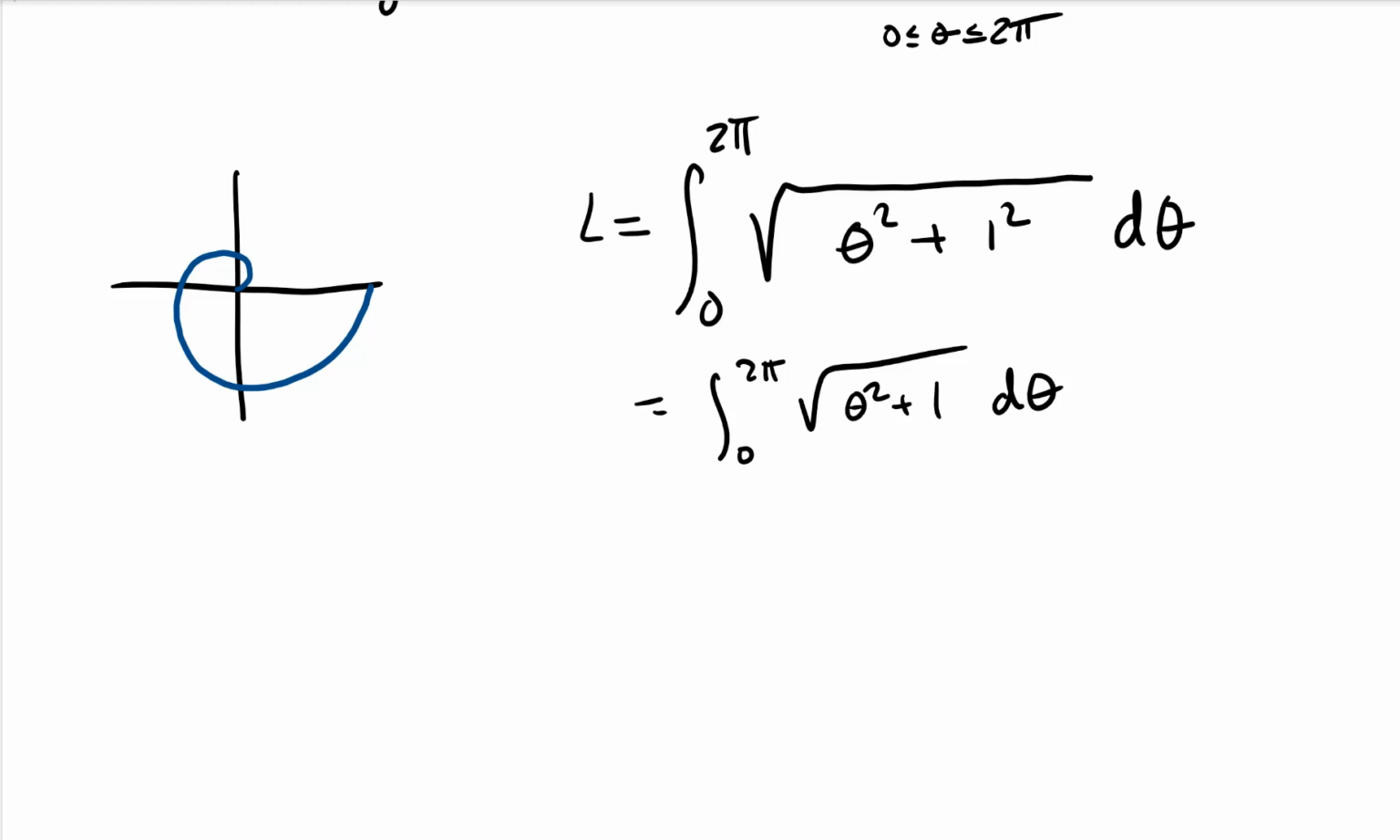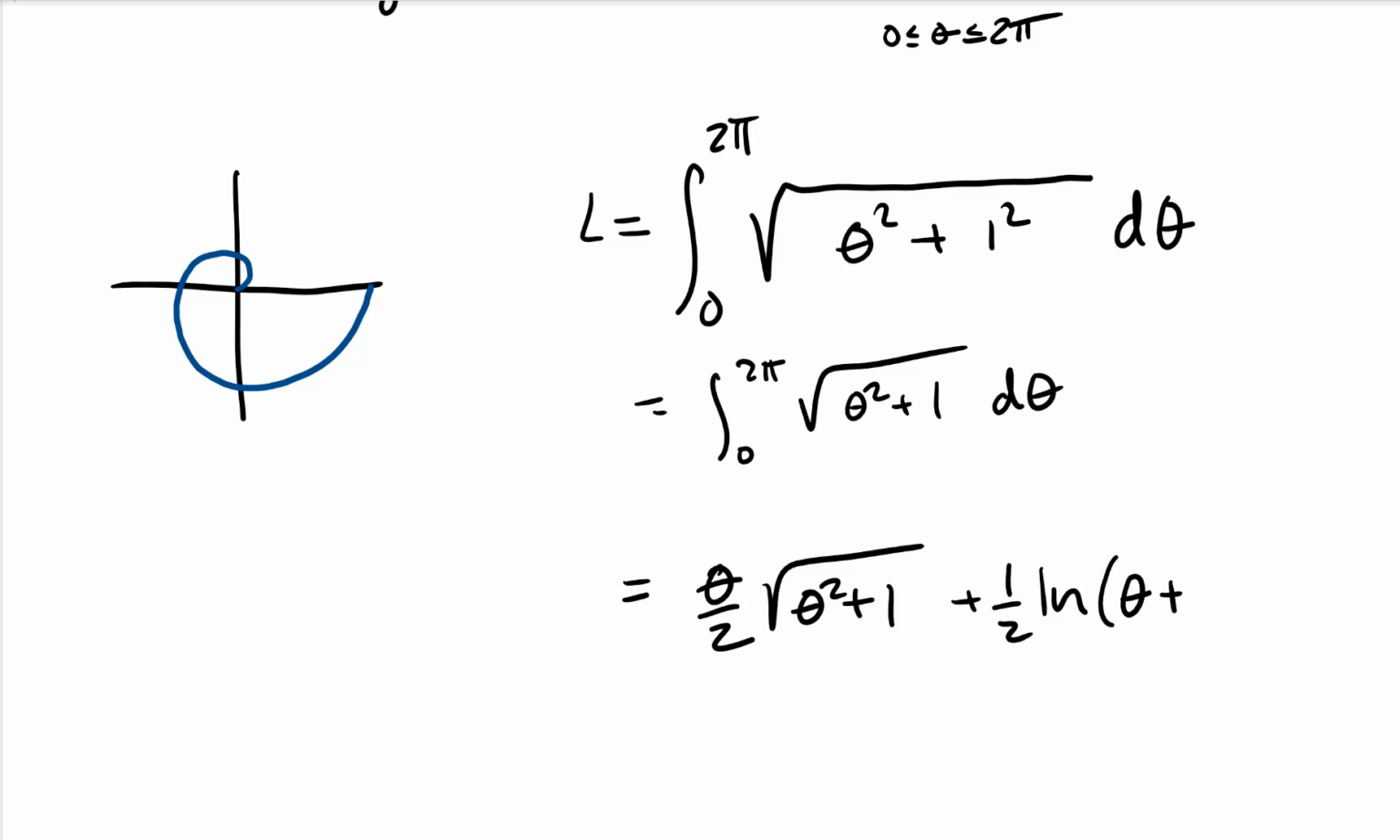I'm just jumping to it. I don't feel like doing the trig sub. Do you remember the trig subs exist? I'm going to let you go through it. If you don't like thetas, write it as x. It ends up being half of theta times the square root of theta squared plus 1, plus 1/2 the natural log. Oh, you remember those natural logs that used to always pop up? Theta plus the square root of theta squared plus 1, from 0 to 2 pi.